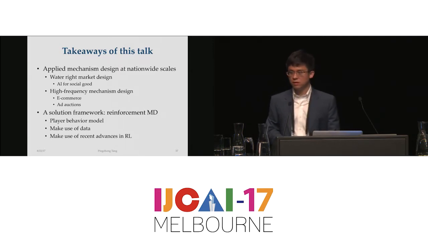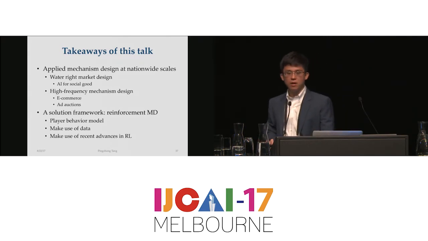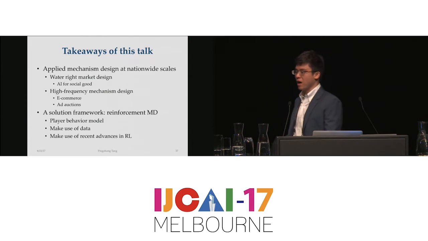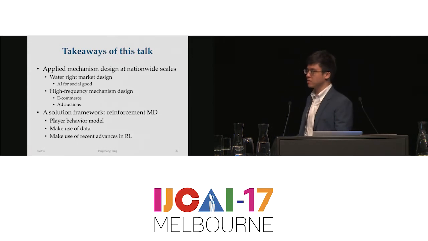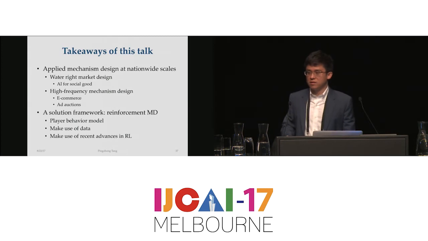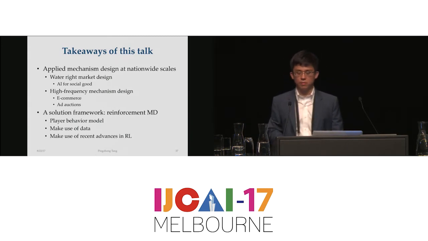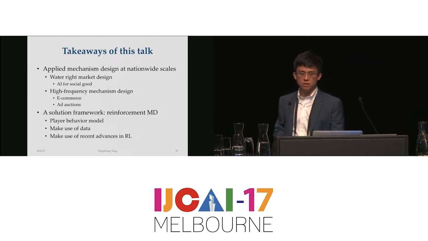The second and third are about how to allocate resources, how to allocate impressions for large websites, one on e-commerce and the other on ad auctions. And for the second and third, I propose a solution framework called reinforcement mechanism design. You start with the classic mechanism that is very well accepted in your domain, and you use reinforcement learning to optimize the parameters of the mechanism.